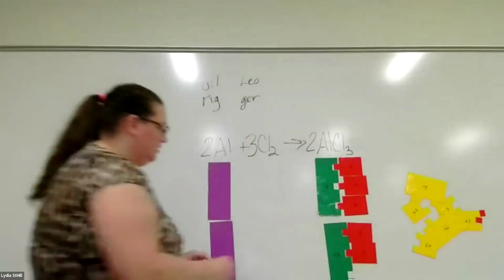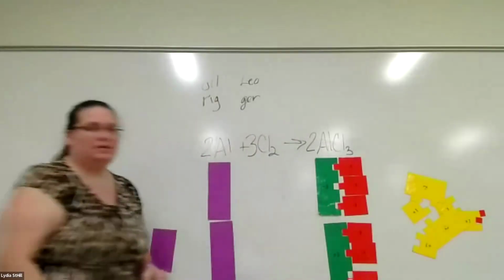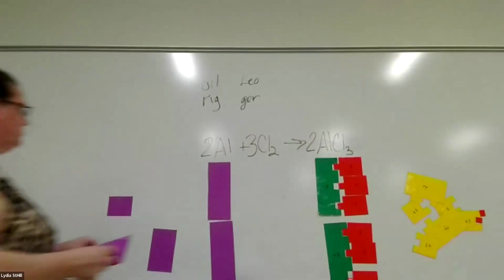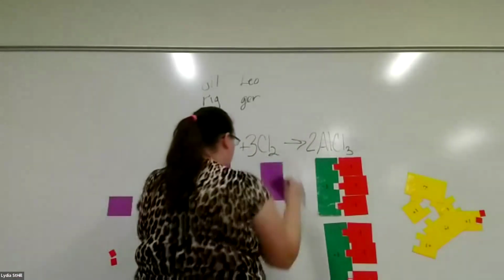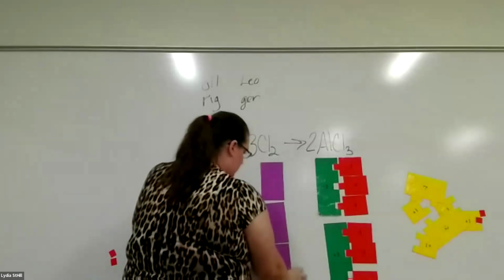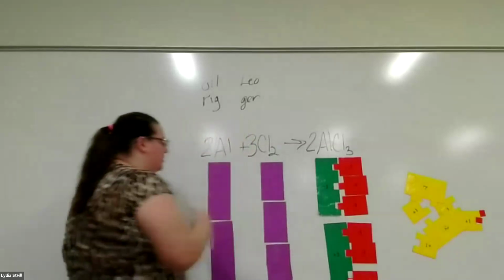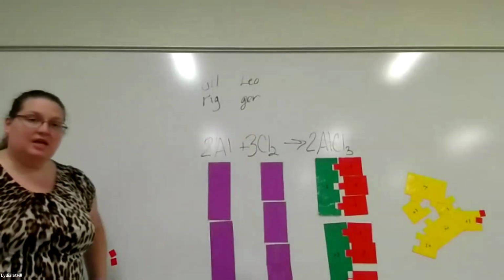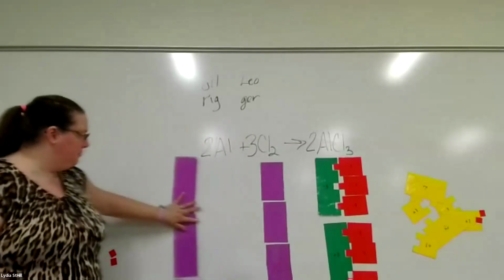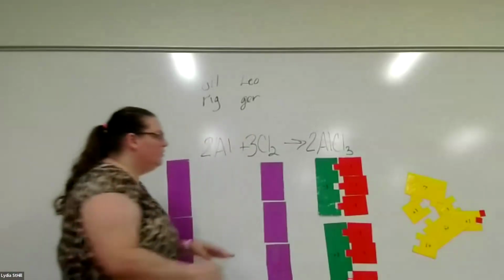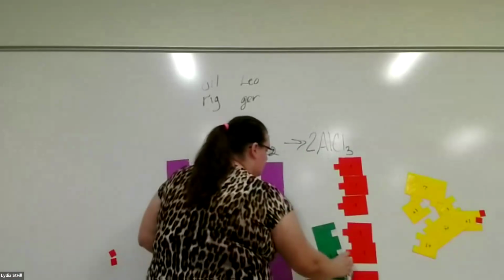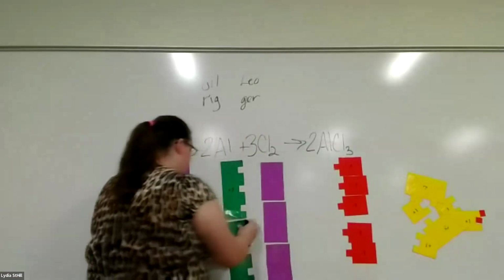So we balance. We don't have enough parts for this, so we're going to do Cl2, Cl2, and then all Cl2. So we've got our molecules set up so that we can balance the equation appropriately. So aluminum, this is what it's going to look like initially. When it goes to the other side of the equation, it's going to look like this.